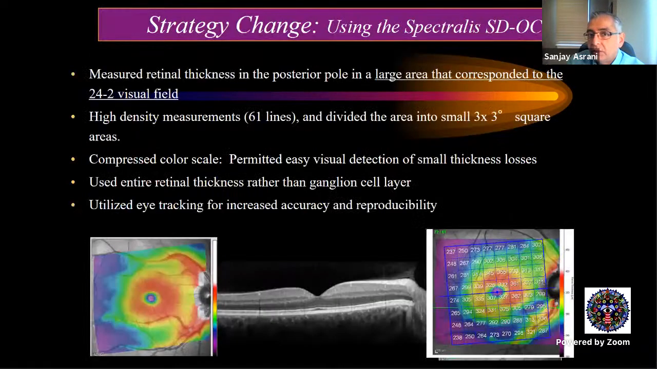So what we did is, working with the Heidelberg people, I created a macular thickness map in the entire posterior pole that corresponded to a 24-degree visual field. We changed the color scale such that there would be multiple changes of colors depending on 25-40 microns. And we use the entire retinal thickness from top to bottom, because it is easiest for the machine to identify this layer and this layer rather than trying to identify shades of gray. And of course, we used eye tracking for excellent reproducibility.